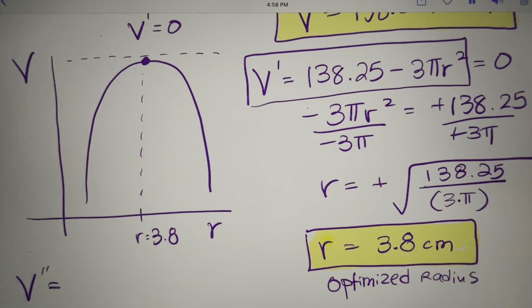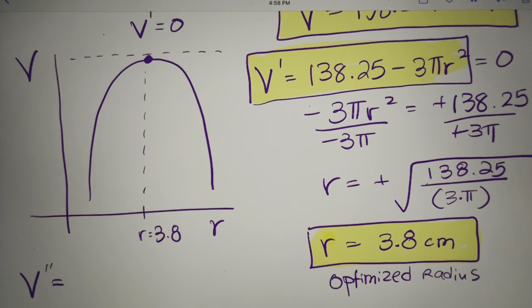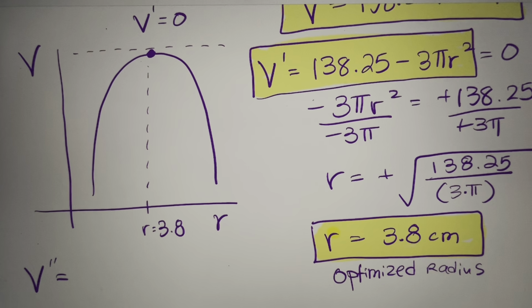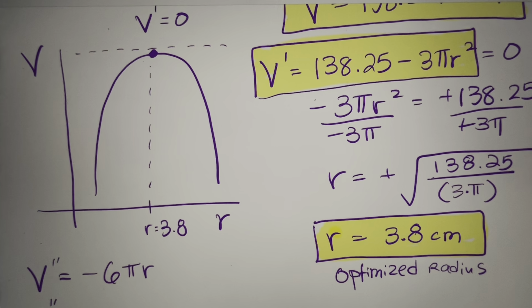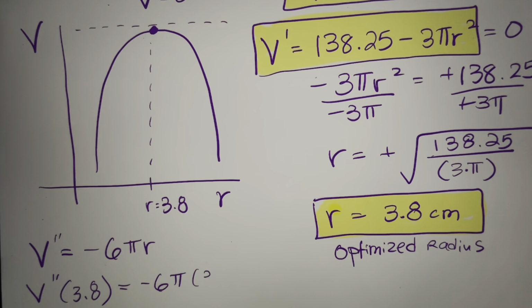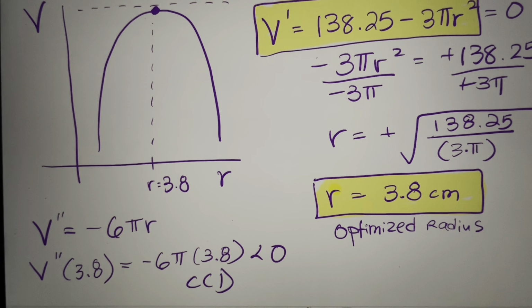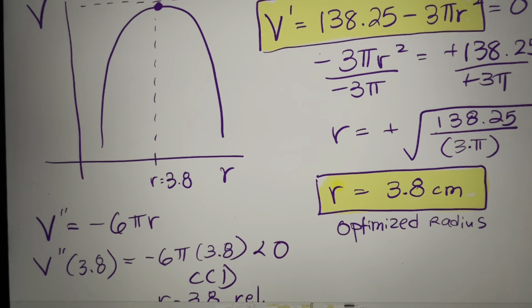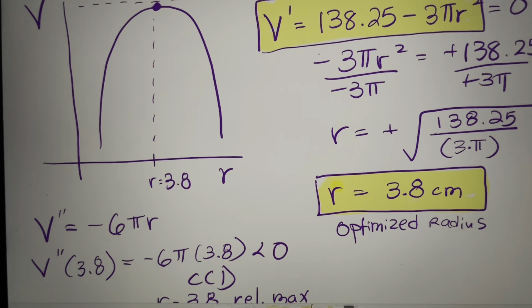So my V double prime, if I use this here as my V prime, then my V double prime is, remember, constants go to zero when we take the derivative, even if we're taking the derivative of the derivative, and we're going to multiply and subtract negative 6 pi R. Now, V double prime, when our input is 3.8, will be negative 6 pi times 3.8. And we can plainly see this is negative, which means concave down, which means R equals 3.8 is a relative maximum, because concave down gives us a maximum value at the top of that mountain there.